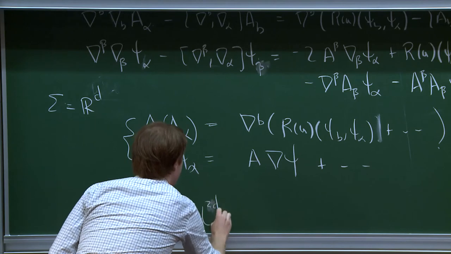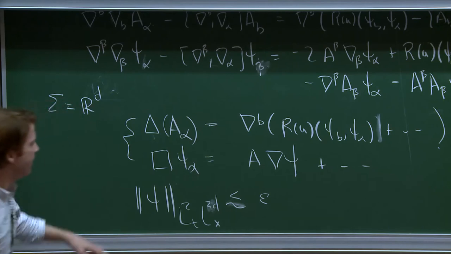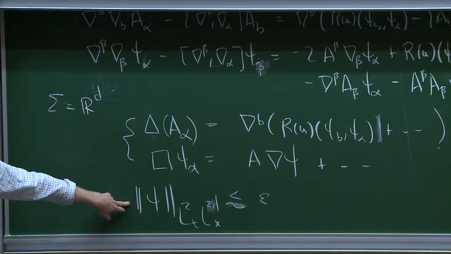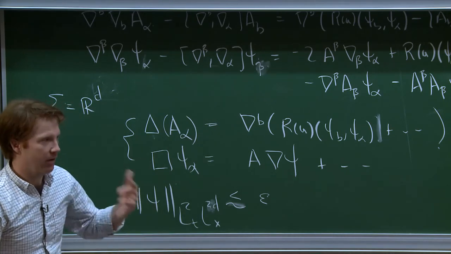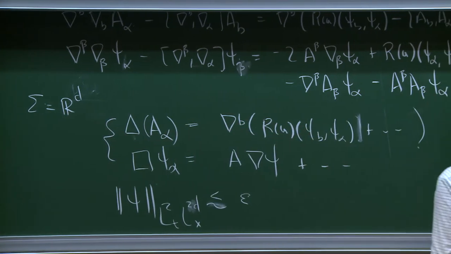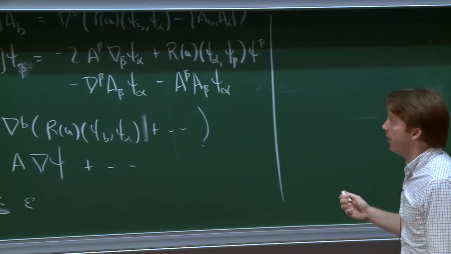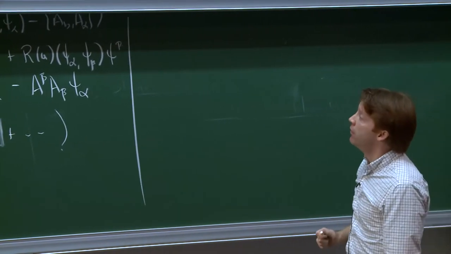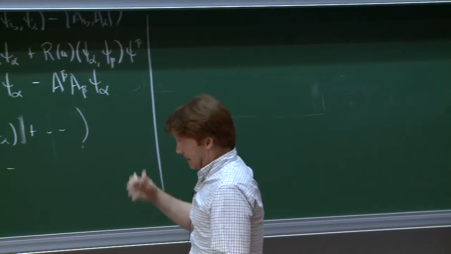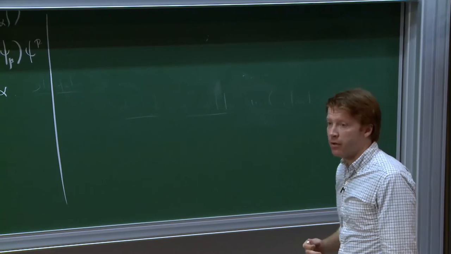L2 of a controlling norm for psi, and then they're able to close their small data argument. Okay, so this is very nice. It's a very simple argument to prove the small data theory for wave maps, at least simple with today's technology, at this point.